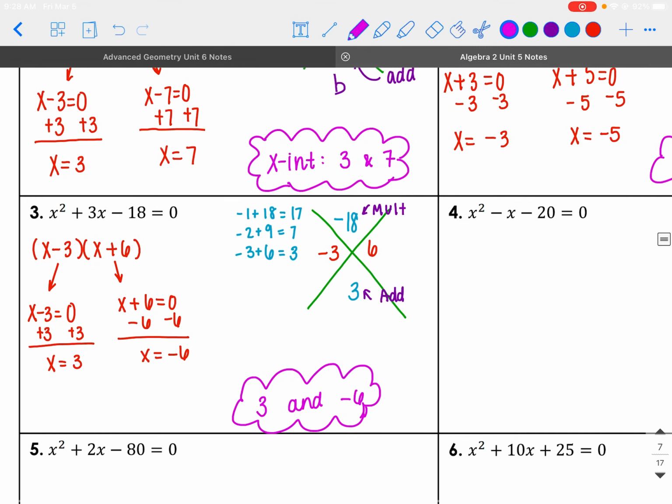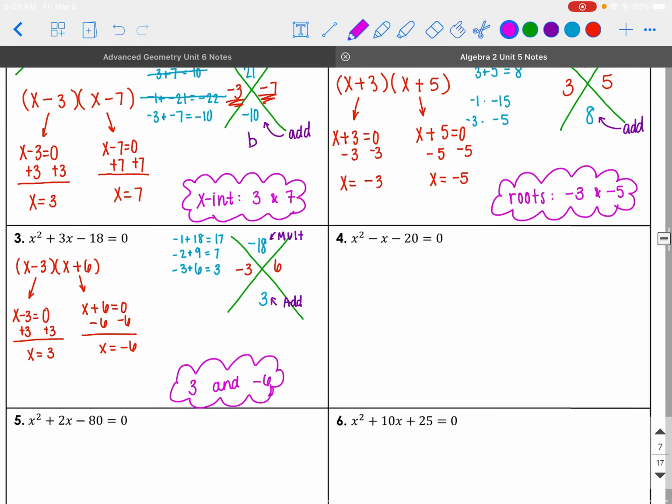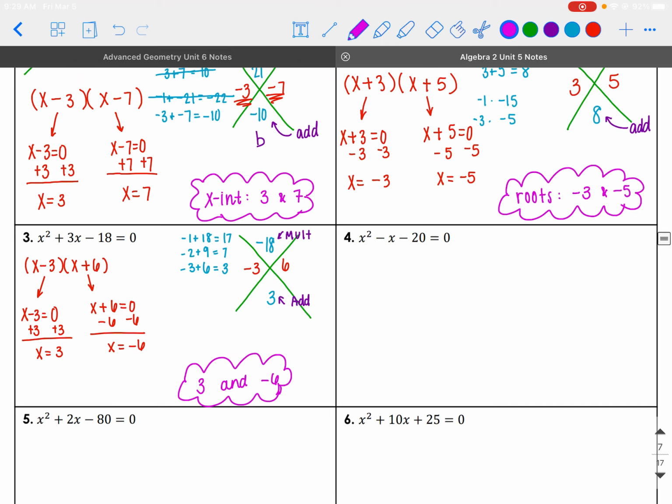You may be noticing a pattern. You may be realizing that our x-intercepts are always opposite of those two special numbers that we get. And that is correct. However, I don't want you just to get those numbers and immediately go to the opposites. I want you to practice actually factoring and showing how you set it equal to 0. It's a little more work, I know, but I still want you to do it.